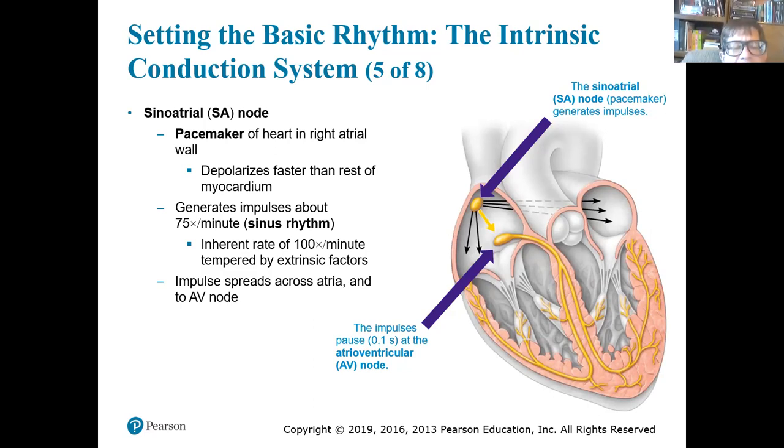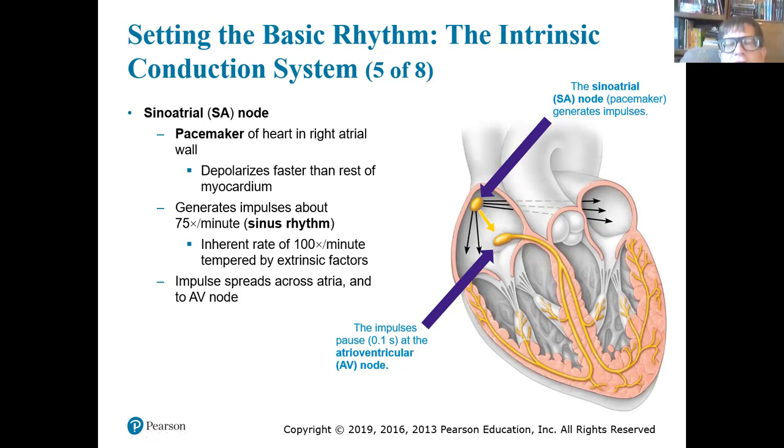And that impulse, the action potential that starts in that cell, goes across the atria and to the AV node. Well, what's with this across the atria and AV node? You can see across the atria is this big distance, but then we have a shorter distance right there. If it can travel that far, why isn't it traveling that far? Well, here's the thing.